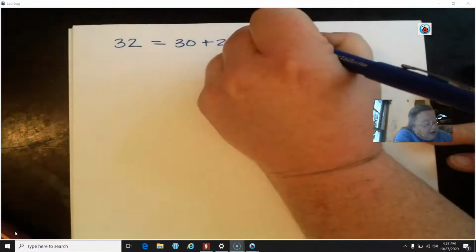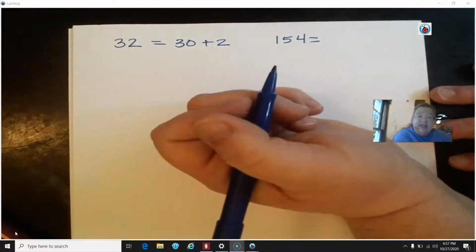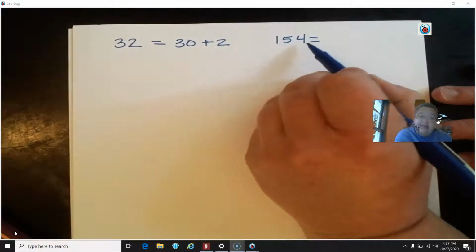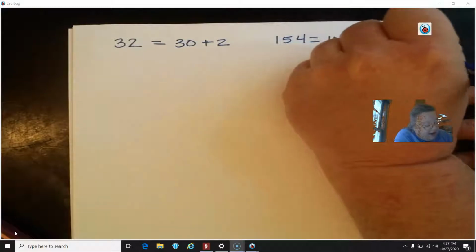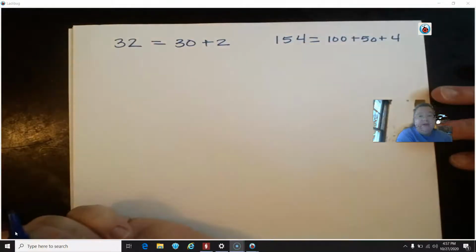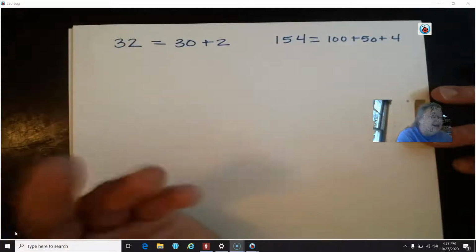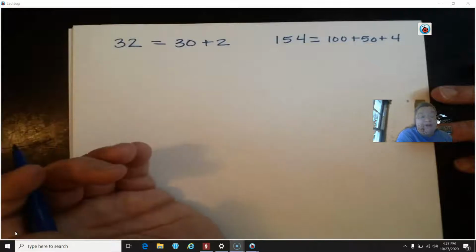Okay? Another example, say we had 154. If we put that into expanded form, we're going to break apart the hundreds, the tens, and the ones. So we would have 100 plus 50 plus 4. So this is kind of the basis for how we teach our students in 4th grade multiplication.